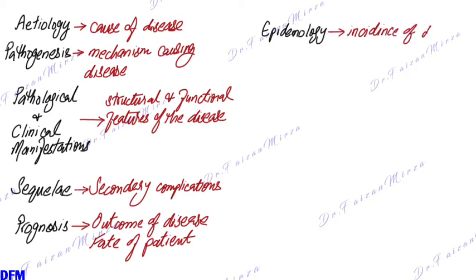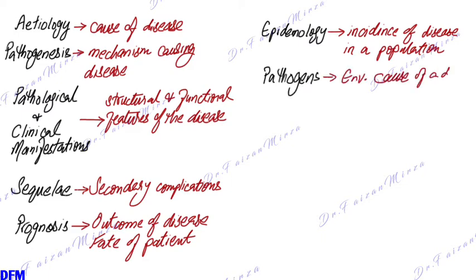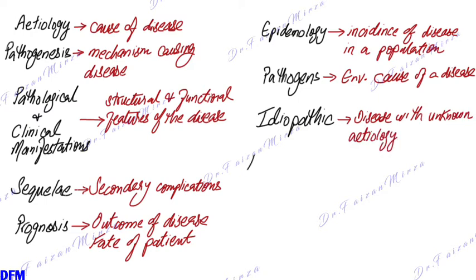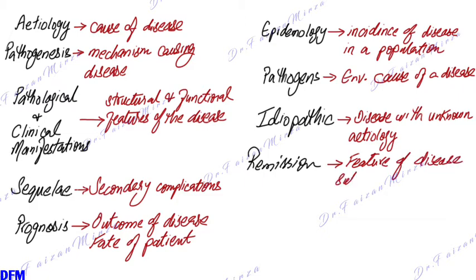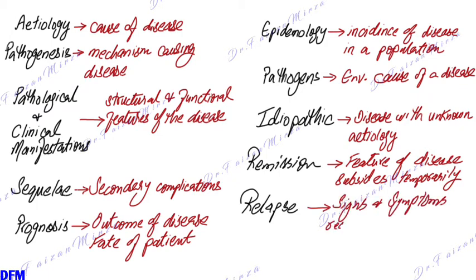Epidemiology. Epidemiology refers to the incidence of a disease in a population and its global distribution. How many people are actually having the disease? So that's the epidemiological state. Pathogens are the environmental cause of the disease. Idiopathic refers to disease with an unknown etiology. Remission refers to the feature of diseases where the disease subsides temporarily but only to relapse later. What's relapse? Relapse means that the signs and symptoms of the disease reappear once the remission phase subsides.